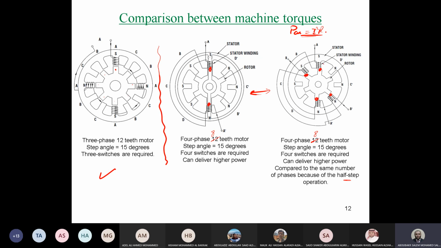So comparing half step operation with full step operation, the losses at half step will be higher than the losses at full step. However, the power itself in half step will be higher than the power at full step.